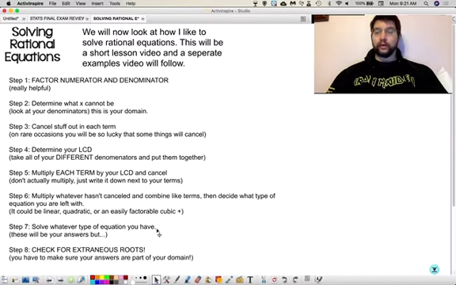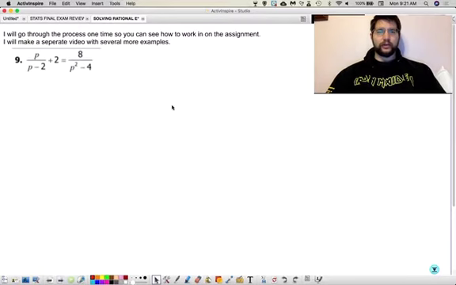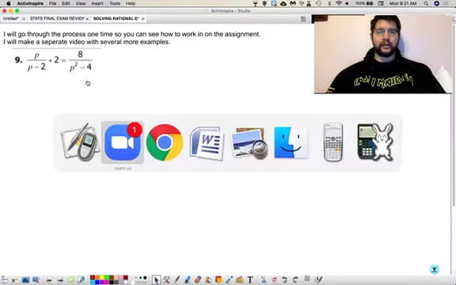Now, after you've done all the work, you found your answers, you're not done. You got to check for extraneous roots. Those are answers you get that aren't part of your domain. Remember, in step 2, you had to find what's in your domain. So if you get one of your answers that you know from step 2 you can't have, you can't use it. So it's possible for there to be no solution, or it could be just one solution, or it could not have any extraneous roots. So that's the steps. I'm going to go through and show you how to work this one on the assignment.